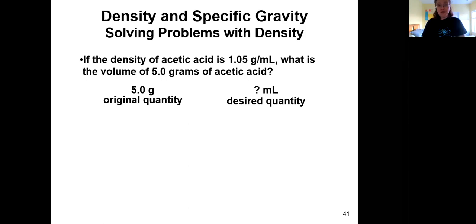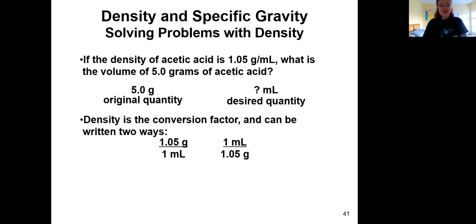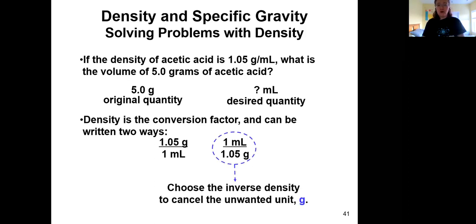And that reminds me, make sure, I had a student once, we were halfway through the semester, and she didn't realize that grams went with mass and liters went with volume. Please try to remember that sooner than halfway through the course. Well, with density being a conversion factor, it can be written in 2 ways, with grams on top and milliliters on the bottom, or milliliters on top and grams on the bottom. We're going to choose this one where the grams is on the bottom to cancel out the grams in 5.0 grams.